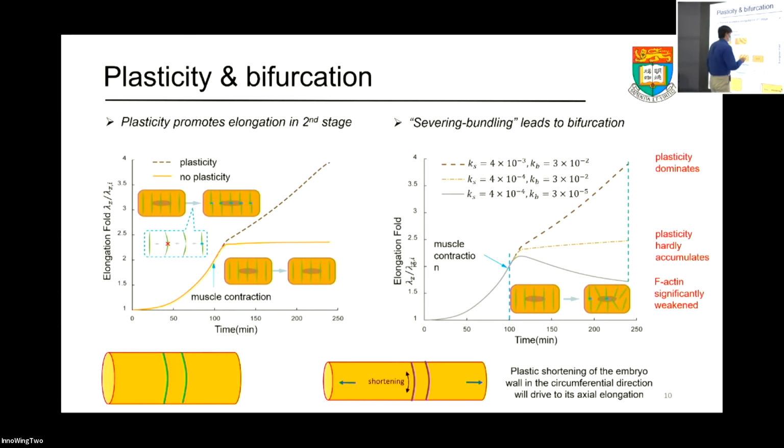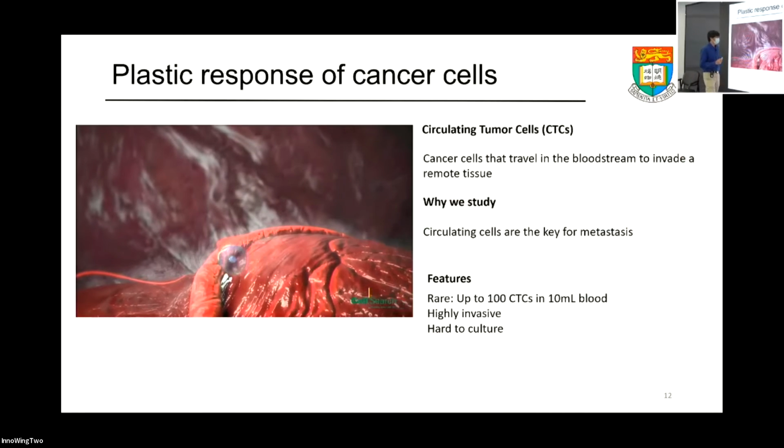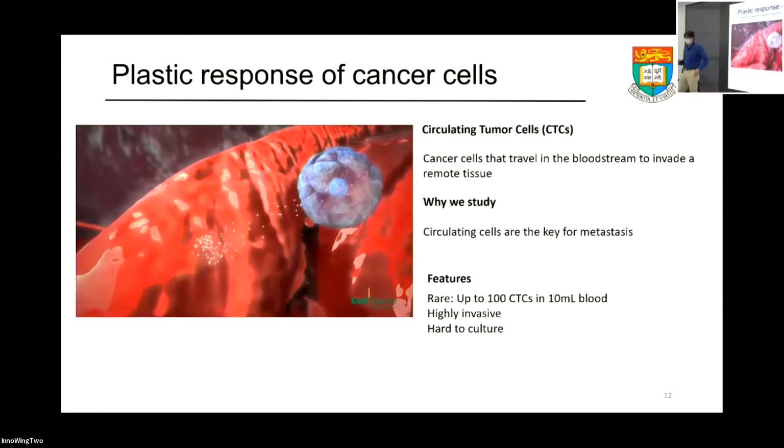Okay, now I can just show you some of the comparisons from our model with different, like I mentioned, genetic modification experiments. As you can see, depending on which type of process you interfere with genetically, we will get different elongation trajectories of the embryo, and then essentially that can be captured by the kind of model we propose. Okay, that's the first story I want to briefly introduce to you.